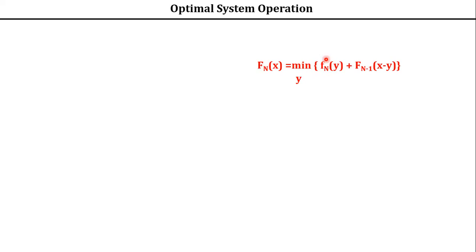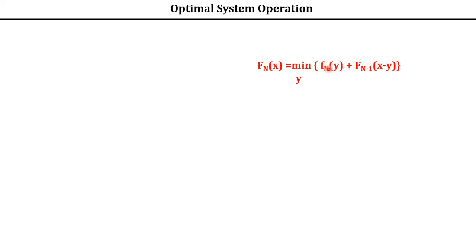It is not the minimum cost. Just say cost. It is the cost of generating y megawatt by the nth unit. That means single unit. Understood? So by the nth unit here, but by n units there, plural. Here it is only a single unit, the nth unit.